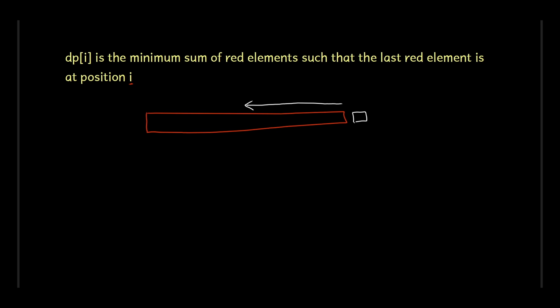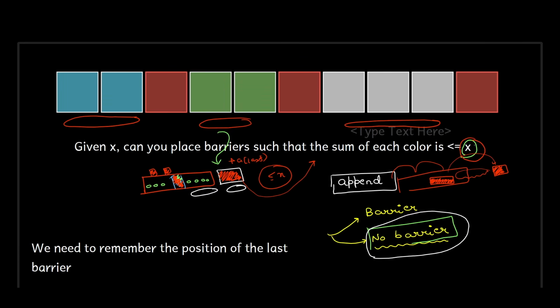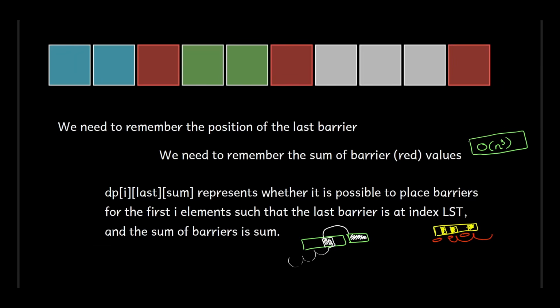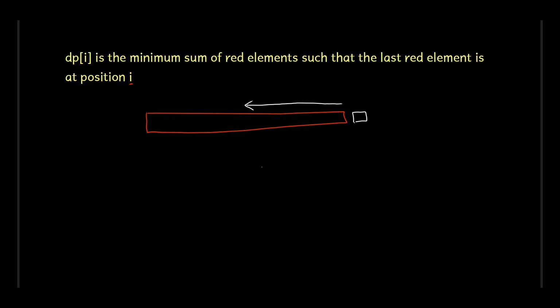Why? Because remember that the problem that we are solving is the subproblem where every color has to be less than or equal to X. It means that since the array elements are positive, then going from right to left, at some point this sum will become greater than X. So you will have to stop. So the possibilities for the last barrier will form an interval, a subarray that is ending just before A[i].